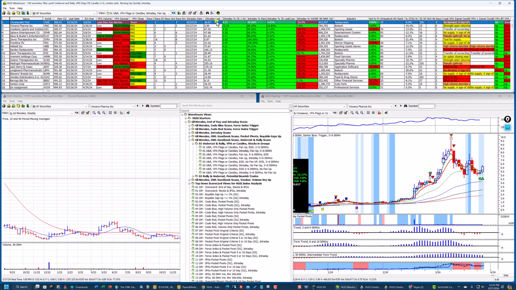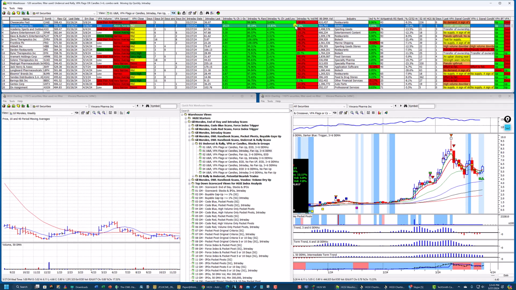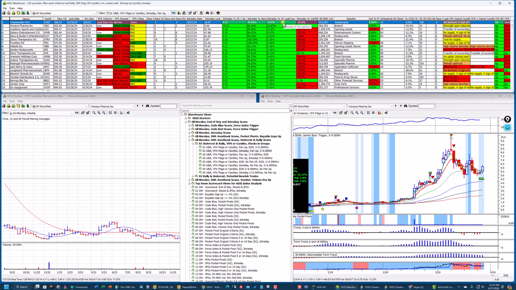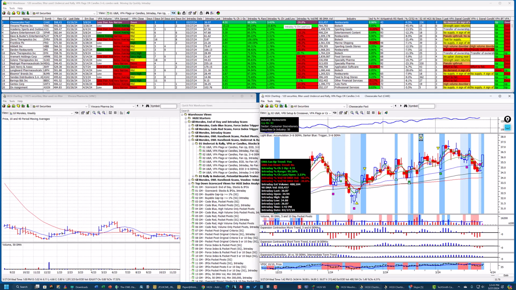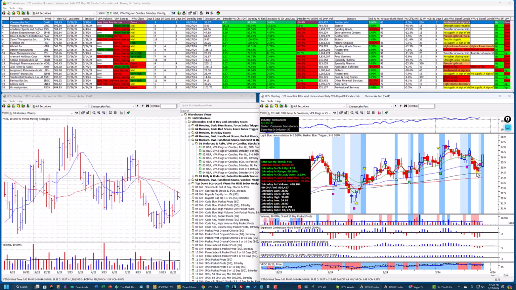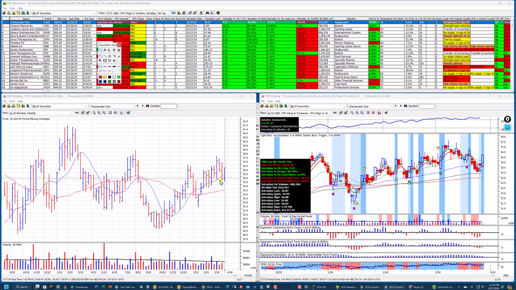Cheesecake Factory just moved to the top of the list. It's up 4.31% today, trading near the top of its range. And volume's a little bit lighter. Here's the percent change compared to the low. Okay, let's take a look at this one. Now, here it is, Cheesecake Factory. Here's the undercut right here, and here is the rally. A lot of congestion around here, though.